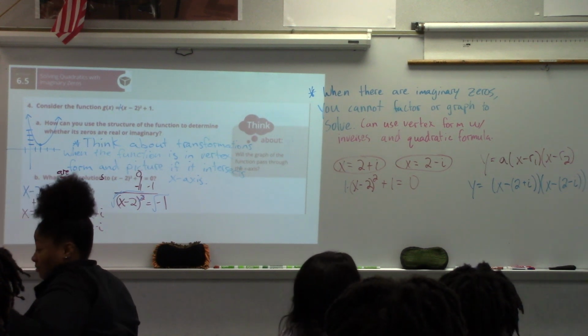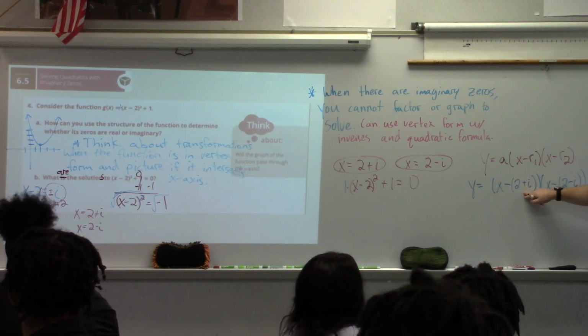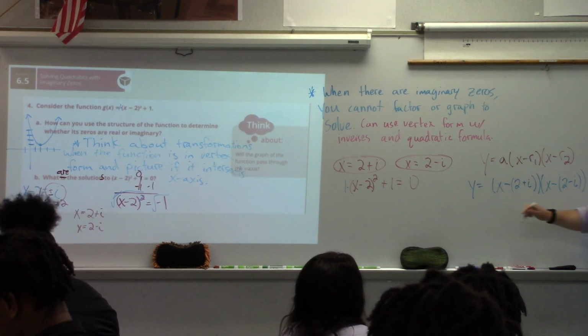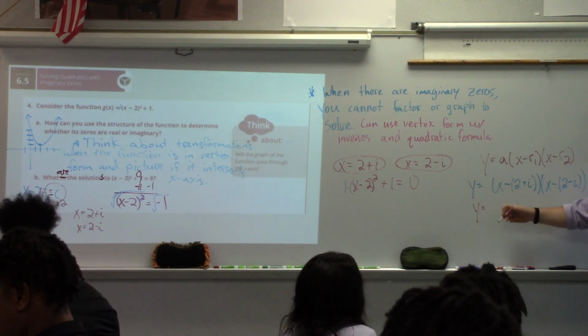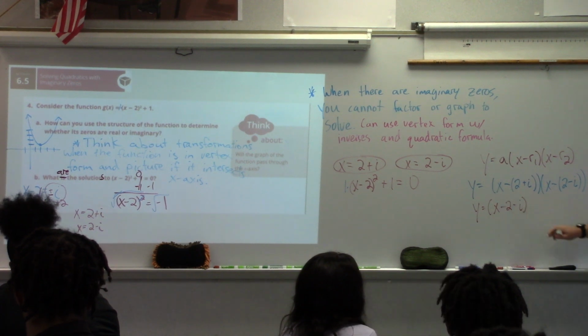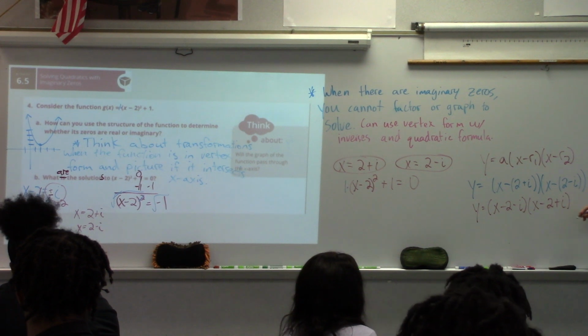Okay, now you can distribute and rewrite this, but notice it's just x minus the first root and x minus the second root. So yes, you can rewrite it so that you don't have two sets of parentheses, but the x minus 2 minus i and x minus 2 plus i.